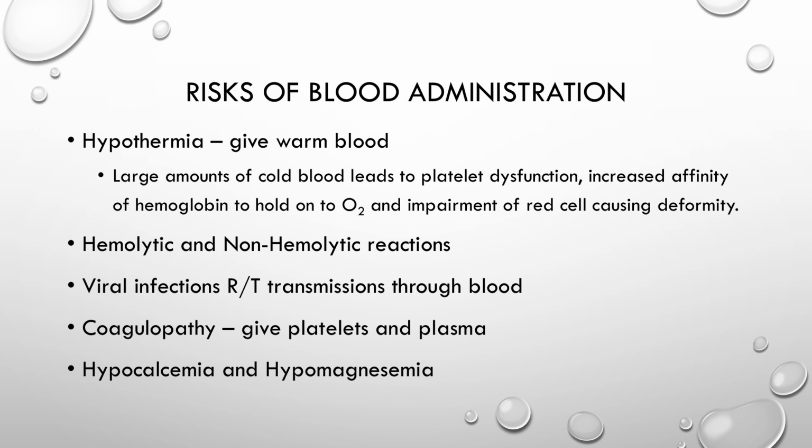Hypothermia: if you're transfusing a lot of blood, this can cause hypothermia. Blood is cold, so you want to give warm blood. Large amounts of cold blood lead to platelet dysfunction, increased affinity of hemoglobin to hold on to the O2, and impaired red cell deformity. You can end up with hemolytic and non-hemolytic reactions.